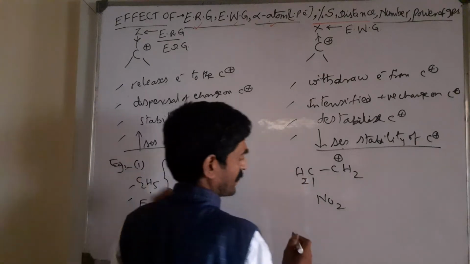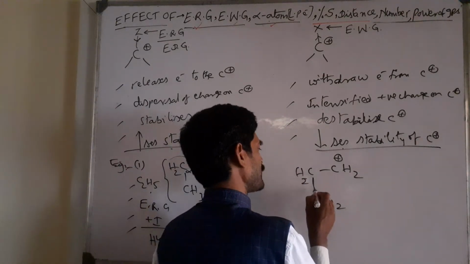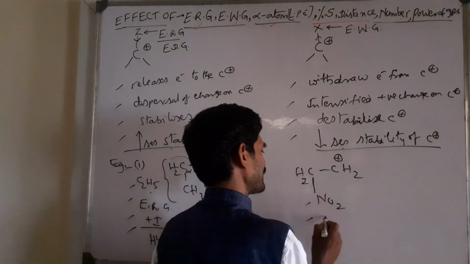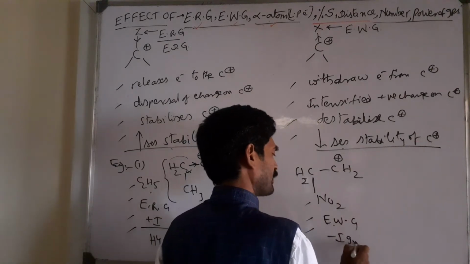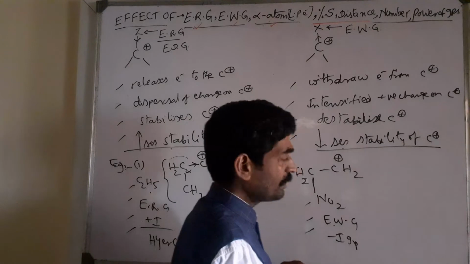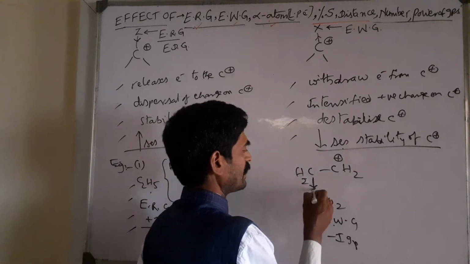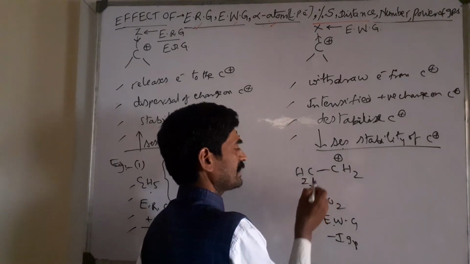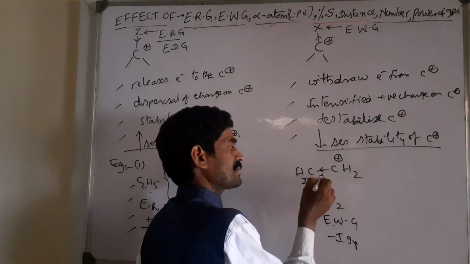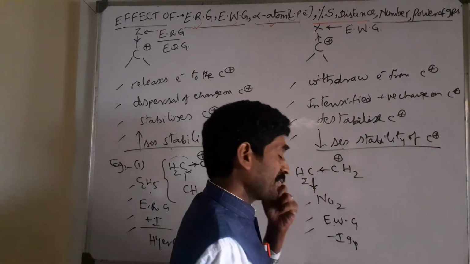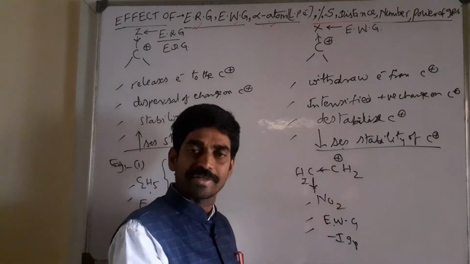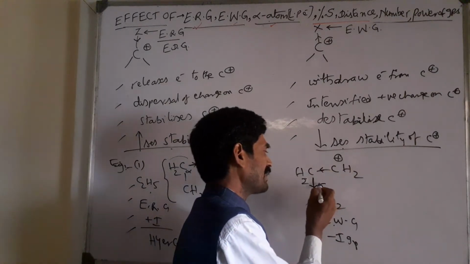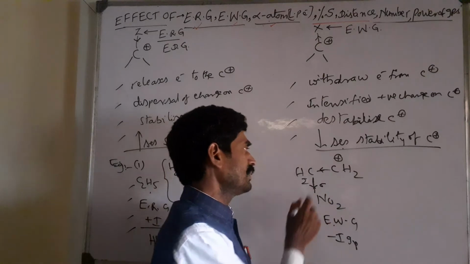But what about here? Here an NO2 group is bonded. The NO2 group is an electron withdrawing group. This is a minus I group, a negative inductive group, so it withdraws electrons. That is why the inductive effect operates from the source up to the third carbon. The sigma bond electrons are withdrawn by the NO2 group, from here to here.